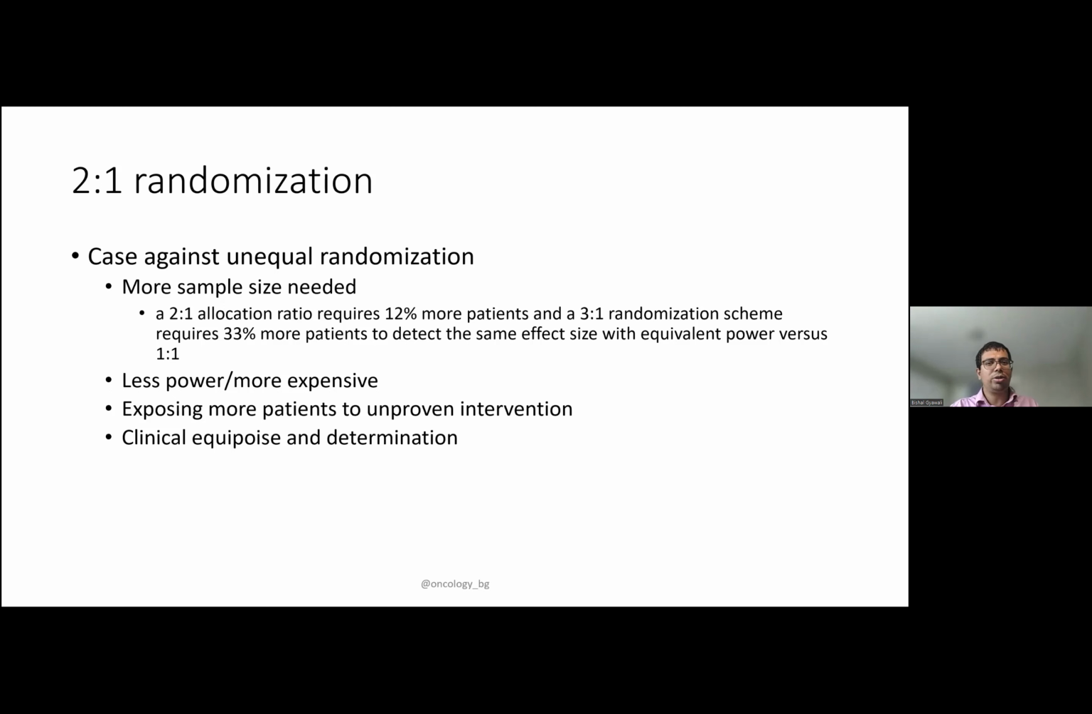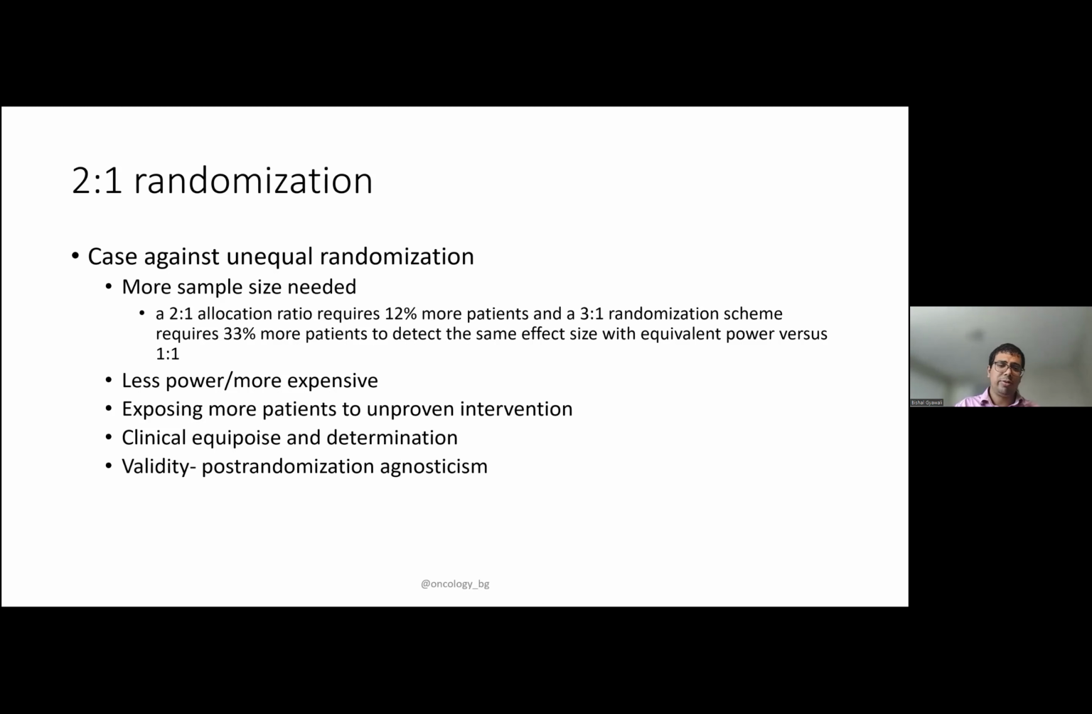If you already know that the newer drug is better, why are you even doing the trial if you already know the answer to the question? The very fact that you are doing a clinical trial means that you do not know the answer to the question. So if we are doing 2:1 randomization, saying that we want more patients to get the drug, then that means there is no clinical equipoise.